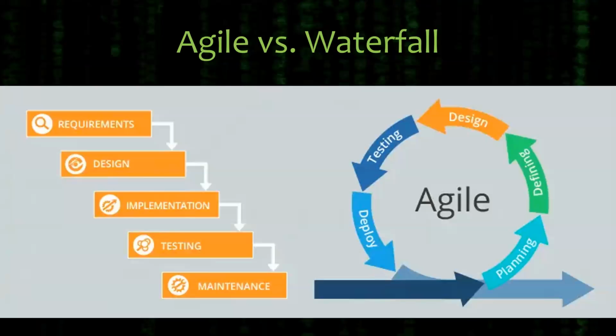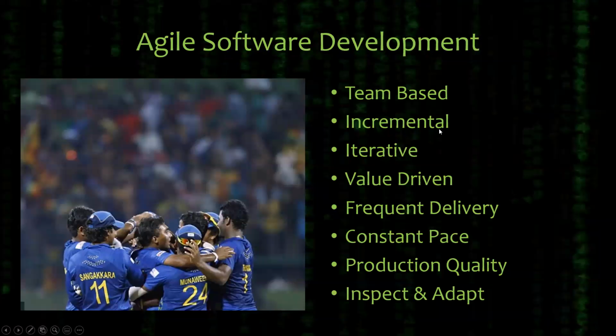Okay. So basically, the idea is that agile software development is kind of a team-based one, and it's incremental and iterative. Like in traditional software development, each person will be given each part. There will be teams, but you'll be doing your part of the work.